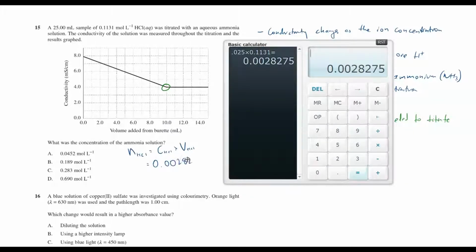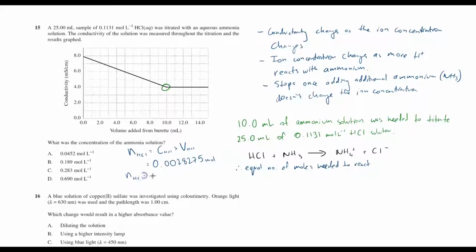0.002827 moles of HCl. Now, the number of moles of HCl that reacted is the same as the number of moles of ammonia, so we also know the number of moles of ammonia is 0.0028275. Using the formula for the concentration, C is equal to n over V, we can calculate the concentration of ammonia. Plugging in our values, we get as a final result 0.283 moles per liter, rounded to 3 sig figs as in the given options. This value is the same as option C, and therefore this is our answer for question 15.